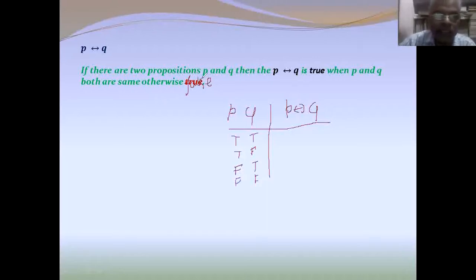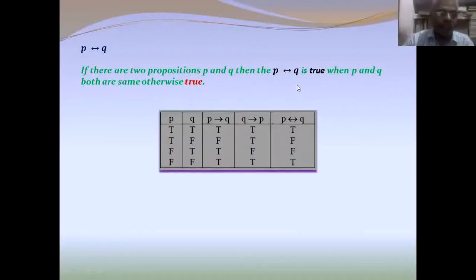And the definition says if P and Q are given, then P double implies Q is true when P and Q are both the same. The truth table of P double implies Q is shown here. Since P is the first proposition, it is written true, false alternately, and the second proposition is written as 2 times true, 2 times false. And you know, P implies Q is false when P is true and Q is false, and in all other cases it is true.